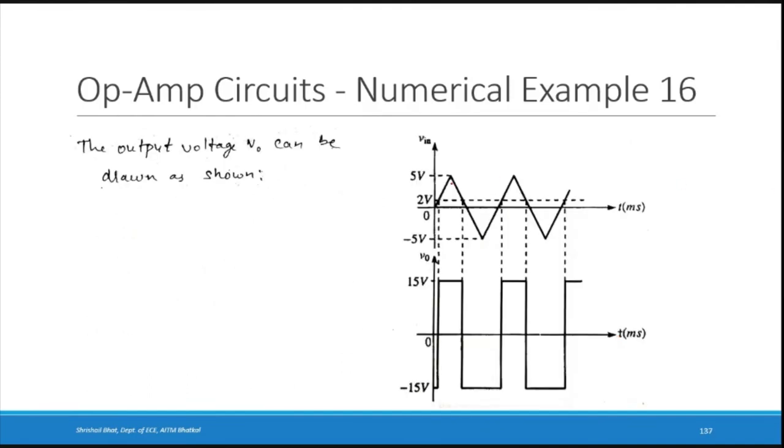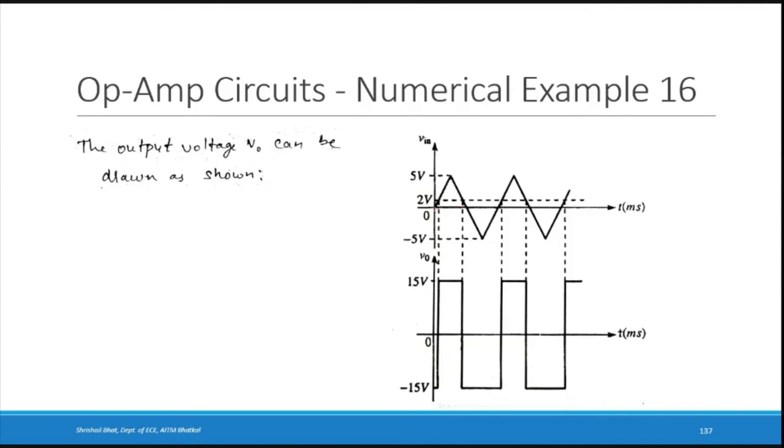This is a triangular wave, that is input. Whenever this crosses this 2 volts, here there will be 2 volts, right? Whenever this crosses this 2 volts, output will be 15. I mean, for the values of Vin greater than 2 volts, from here to here, output will be 15. And when this Vin becomes less than 2 volts, from here to here, output will be minus 15. The output will have only 2 levels, plus 15 or minus 15, depending on whether the input is greater than 2 or lesser than 2, right?